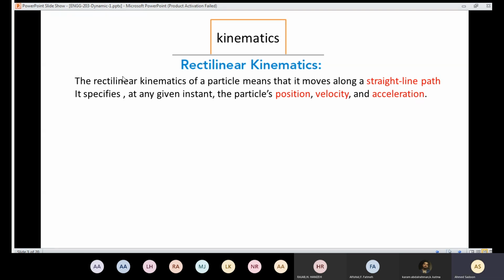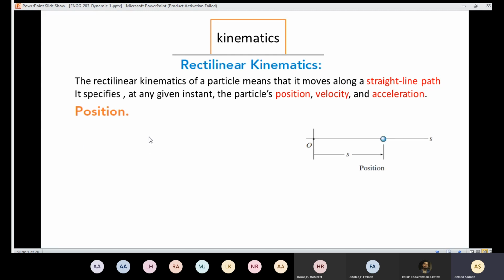And in kinematics, like I said, we need to specify the particle's position, the particle's velocity, and the particle's acceleration at any given instant. So we need to know the position when the time is 0, also the velocity and the acceleration. Also when the time is 1, we need to know the position, velocity, and acceleration, and so on. At any given instant, we need to know the position, the velocity, and the acceleration. So we're going to start with the position.